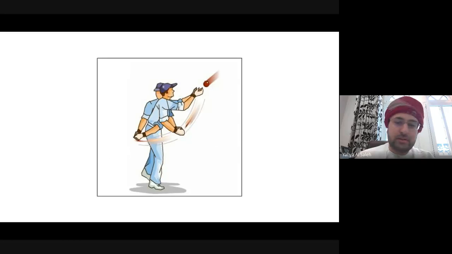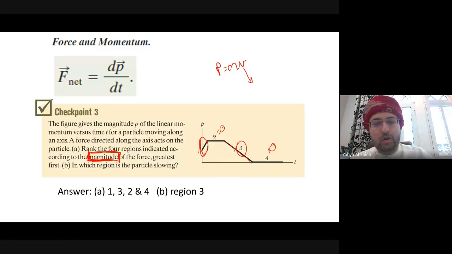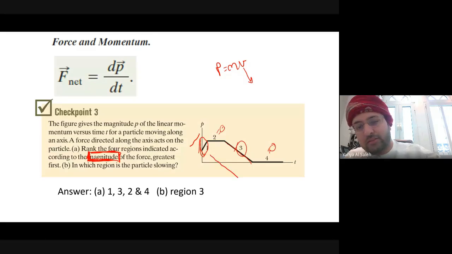Mariam, how do I know 1 is greater than 3? Because this one is more steep. This is more steep than this. This has 0 steep, this is a bit steep, this is steeper, this is steeper.